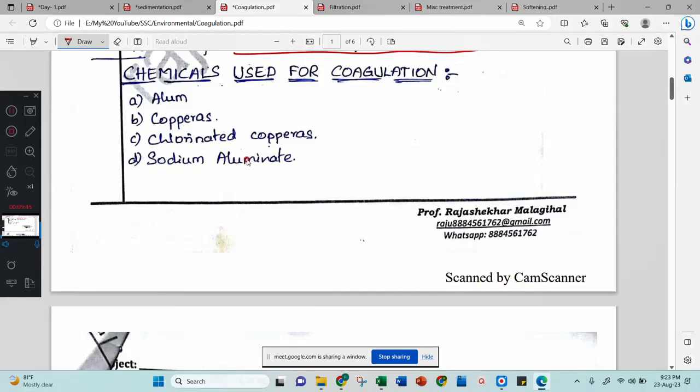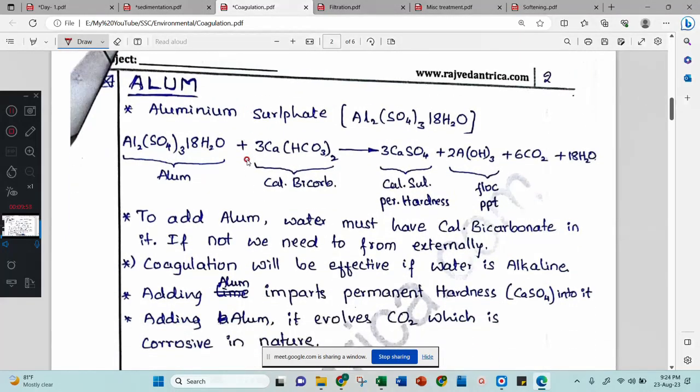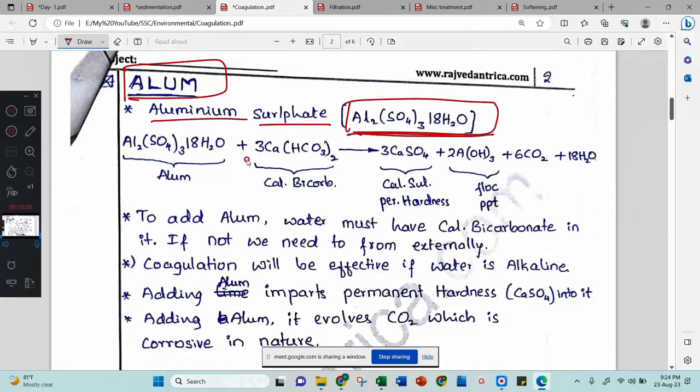Then chemicals used for coagulation. Till now we have 4 types of chemicals we are using as coagulants: alum, copperas, chlorinated copperas, sodium aluminate. Right? Now we'll go one by one. Alum is a general name which is also called aluminium sulfate. The formula you learn by heart: Al2(SO4)3.18H2O. You just learn this one by heart.